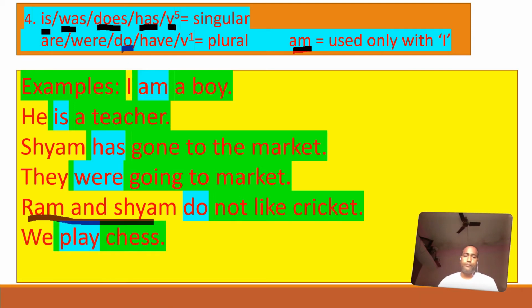Okay, we play chess. "We" means more than one, and "play" is plural. We is also plural, play is also plural. So "we play chess"; "we plays chess" is impossible. Okay, she plays chess. See here, we play chess, plural, and the verb is also plural. She is a singular subject, and the verb "plays" is also singular.